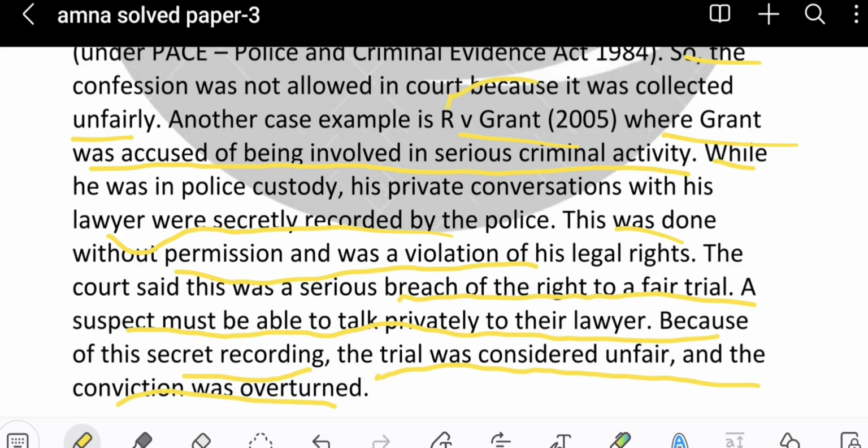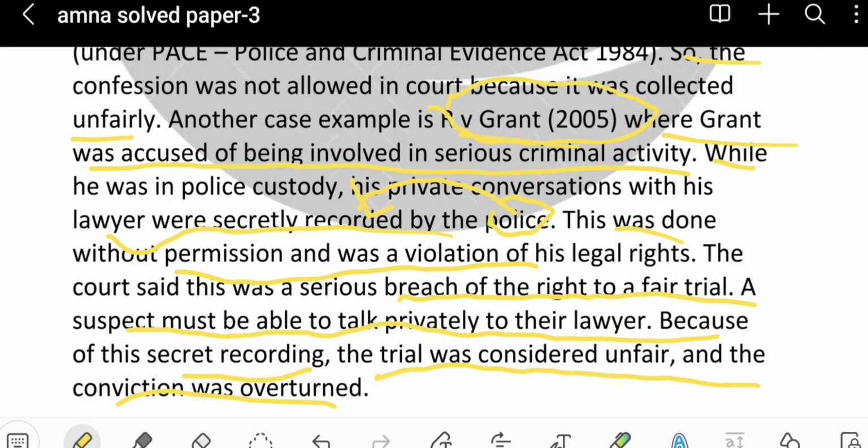So basically in this case, the police did not tell the suspect that they were being secretly recorded. If they had told them properly that their conversation with their lawyer was going to be recorded, then it would not have been considered unfair. But the police had not properly informed the suspect and their lawyer about the secret recording. That's the reason all the evidence they had recorded was not considered right. It was against a fair trial.